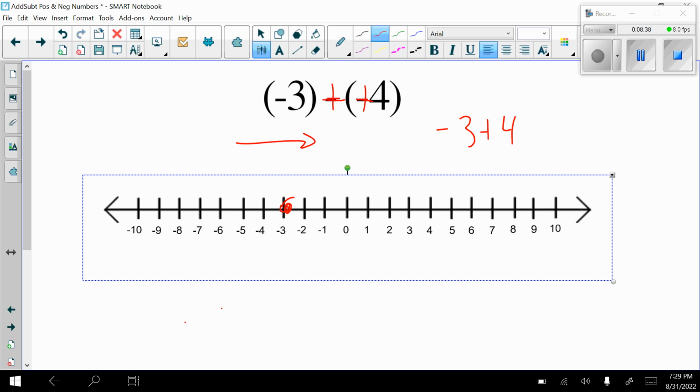Great. I'm adding 4. 1, 2, 3, 4. So this gets me 1. Might be able to do that one in your head. What's the difference between 3 and 4? Well, it's 1, right? And since the bigger number was positive, our answer is positive.